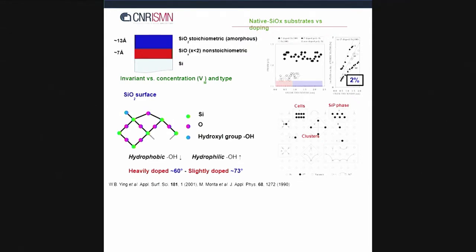The native silicon oxide is composed of 70 angstrom of non-stoichiometric silicon oxide and 13 angstrom of stoichiometric silicon oxide, so silicon dioxide. And the diffusion of the doping concentration changes depending on whether you use boron or phosphorus. In this sense, you create some defects inside the stoichiometric part of the native silicon oxide, and this changes the number of OH hydroxylic groups on the surface of your silicon oxide. And that changes the growth of the material when you deposit molecules over the surface.